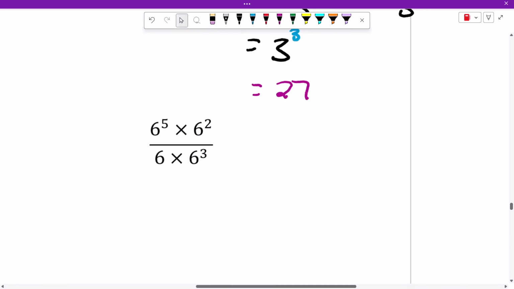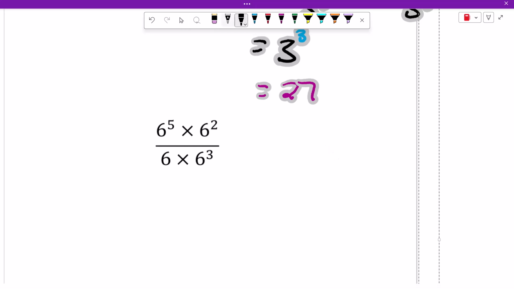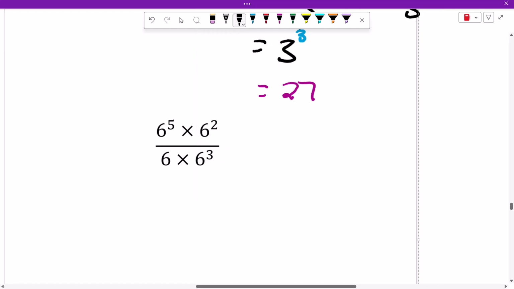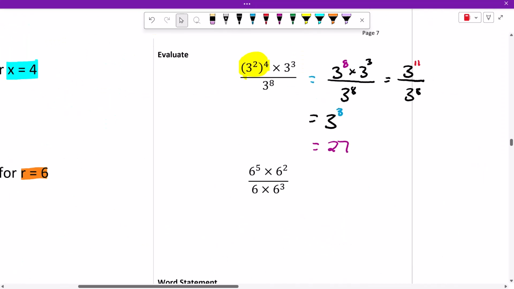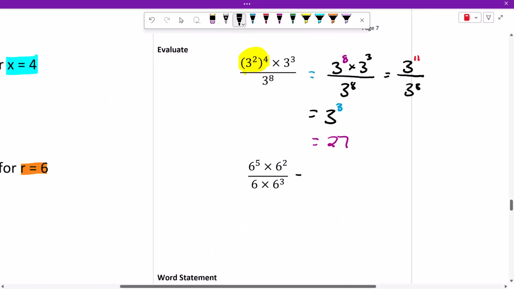Let's do this one. There's no pluses or minuses, so we can go straight to calculating. Simplify the top. On the top, we have both 6's. We combine the 6's together. What should the exponent for the 6 be? 6 exponent 7. We combine the bottoms together.